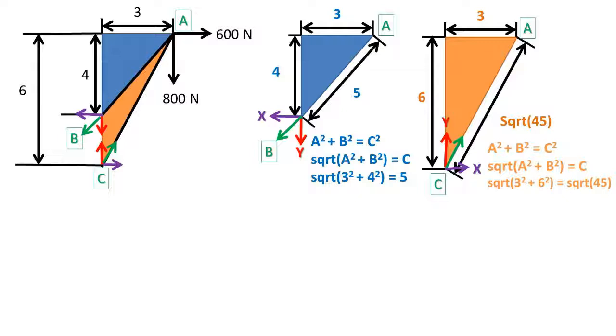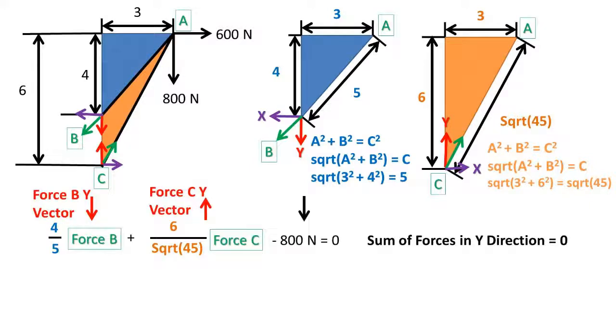For the A to C support, we have a triangle that has a length of 3, a height of 6, and a hypotenuse of square root of 45. We use the Pythagorean theorem to find the hypotenuse again. To solve this problem, we must understand in statics problems that the sum of forces equals 0. So the sum of force in the y directions equals 0.